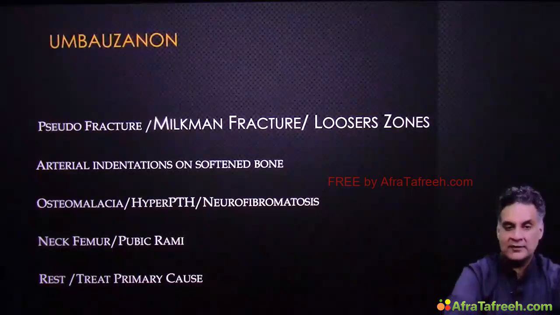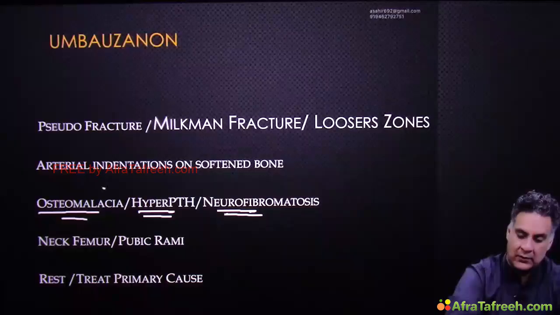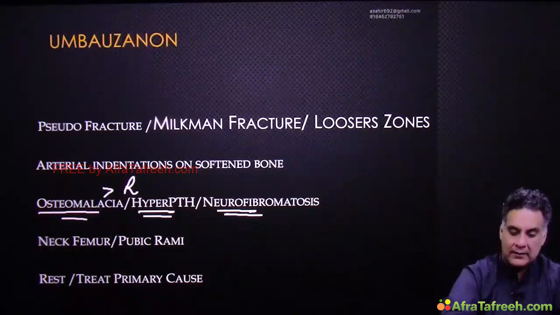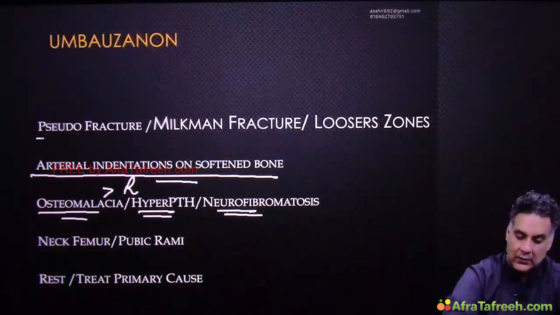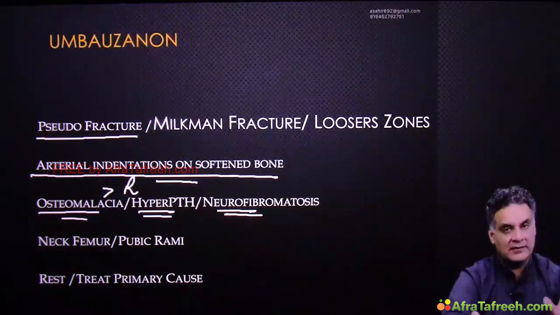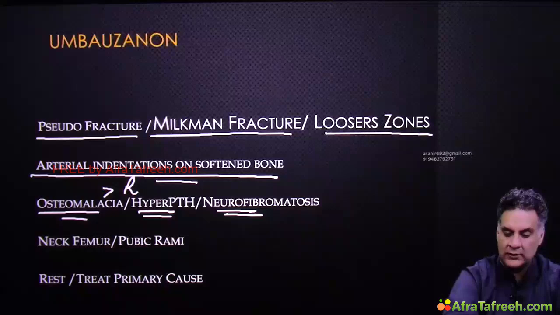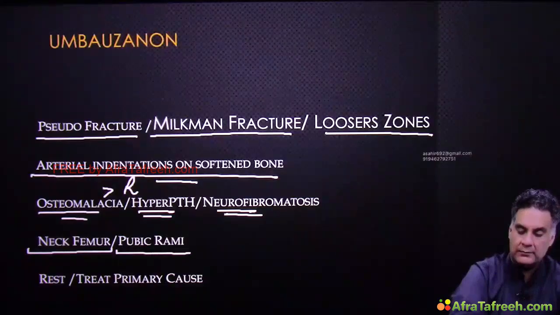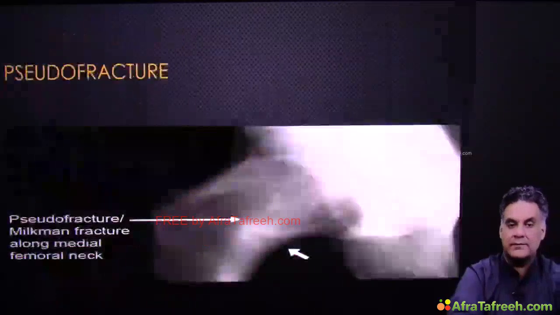Bone softening disorders like osteomalacia, hyperparathyroidism, neurofibromatosis or rickets, but less common than osteomalacia. The bones are weak. The arterial pulsation will do indentation on the soft bones. They are called pseudo-fractures. They are not fractures, just indentation of the cortex. Milkman fracture or Looser zone. They are classically seen around the neck of the femur or the pubic rami. Treatment is rest and treat the primary cause.